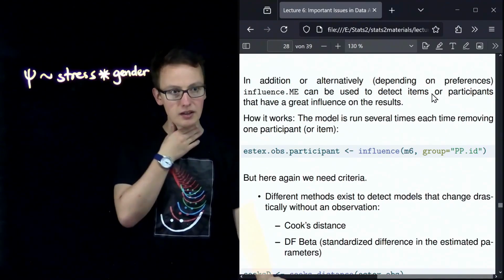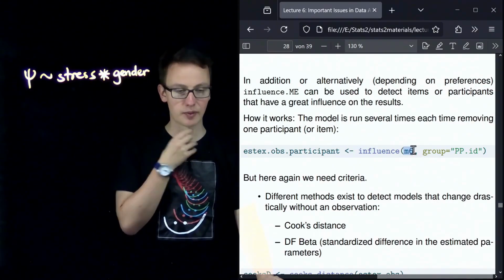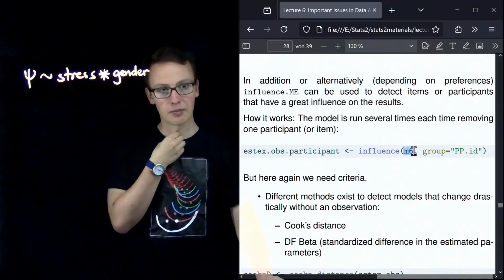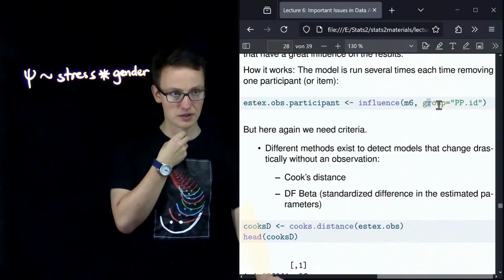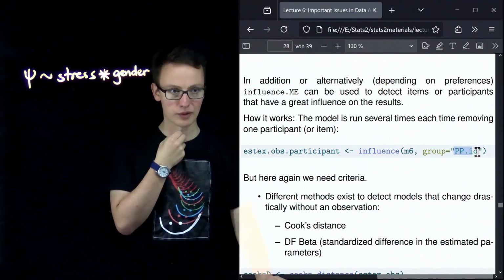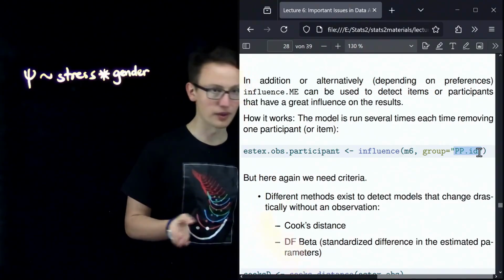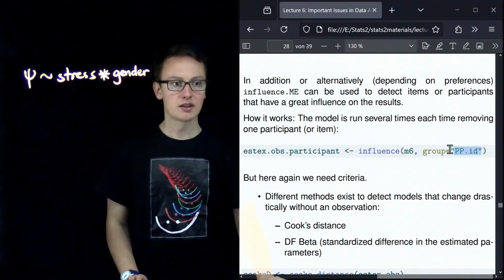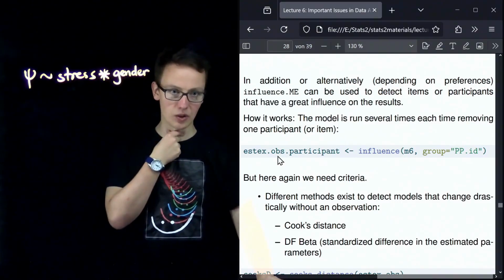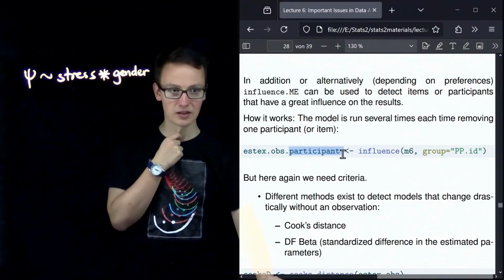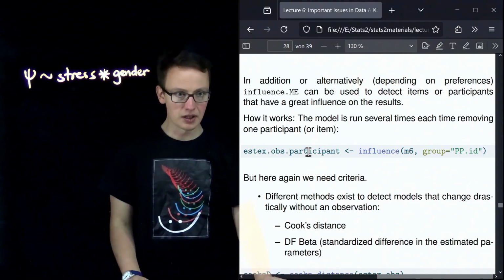So what we could do here is run this influence function again on the model object from the lmer function. But this time we're going to give it this other argument, which is group equals, and then whatever our group level category is. For example, PPID is the category that specifies the individual participants. So we give it that and save it as, we might call it, stex.obs.participant, making sure that this output is now with regard to this participant level distinction.